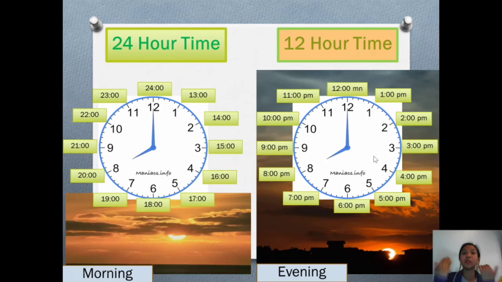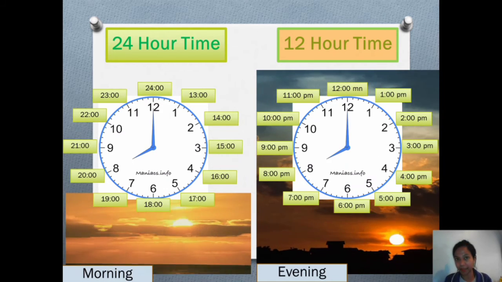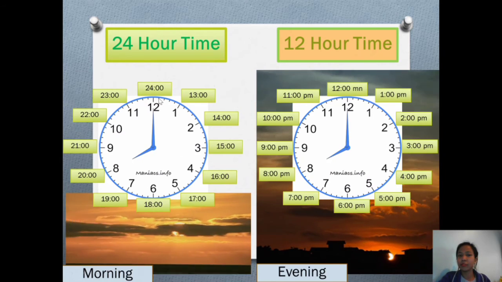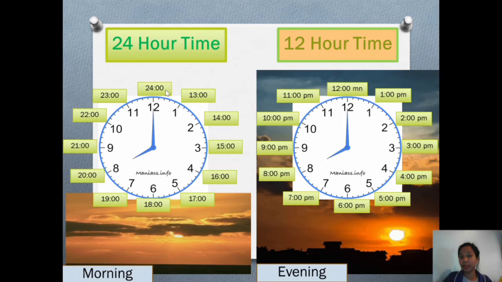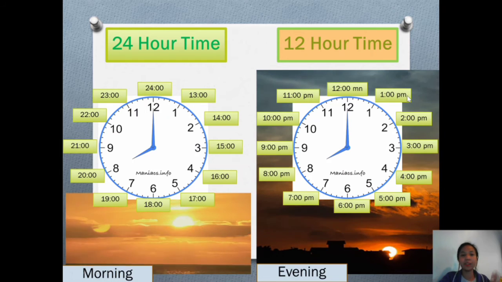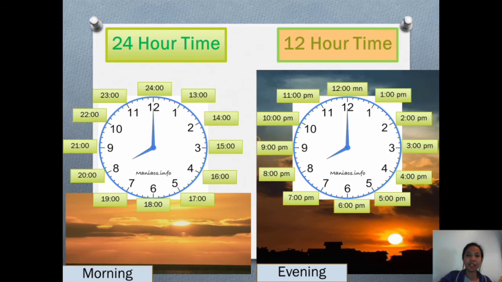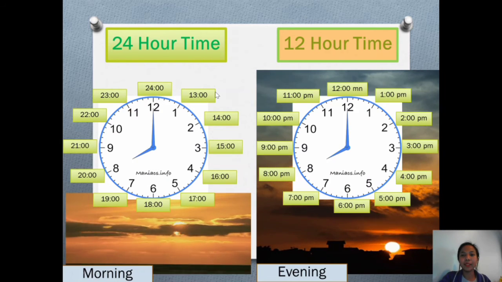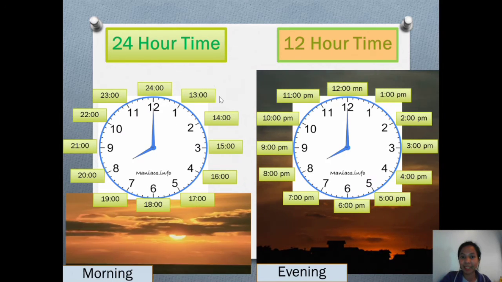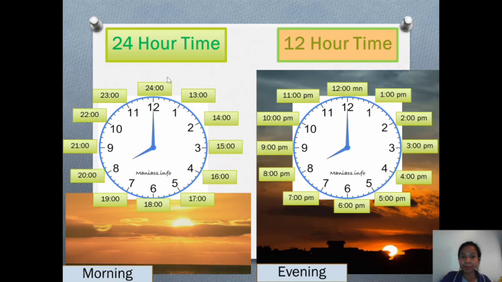So that is for 12-hour time. You are going to use AM or PM to know the difference. In 24-hour time, you don't have to write AM or PM. If it's 1 AM, just write 1 o'clock. But if it's 1 o'clock PM in the afternoon, just write 13 instead of 1. Understand? That is for 24-hour time basis.